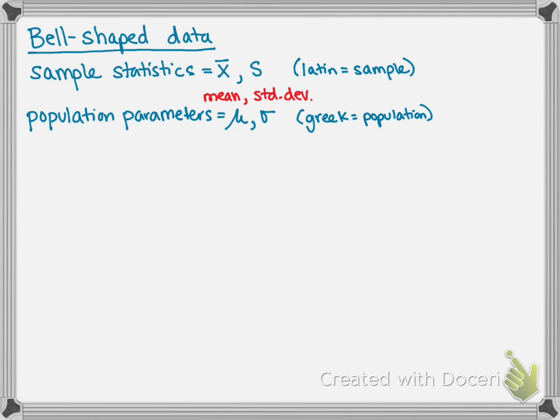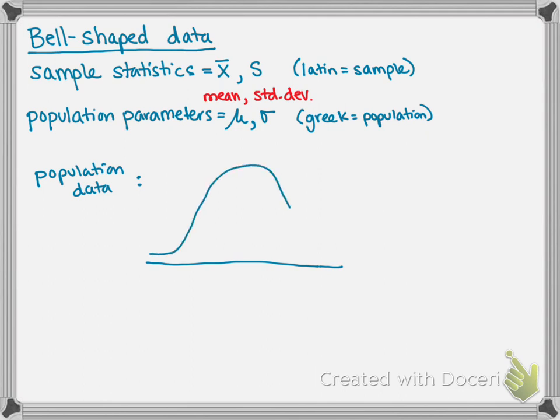So what you see on ALEKS is that they actually label the picture and use your z-score formula using population parameters. So if we're looking at population data, our picture would actually look something like this. Still unimodal and symmetric because it's a bell shape, but lying in the middle is the population mean, or the Greek letter mu, and then each time we add to the left and to the right, we add one standard deviation from the population, which is the Greek letter sigma.